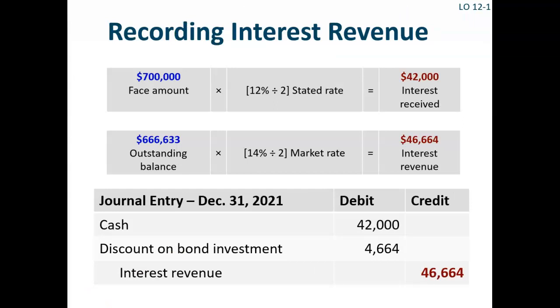United will record interest revenue using the effective interest method. Here's how it works. Masterware's bonds have a stated rate of 12% payable semi-annually. This means that every 6 months, United will receive exactly $42,000 in cash for interest from Masterware. The face value of the bond times 1/2 of the stated interest rate equals the cash interest that will be paid by Masterware and received by United.